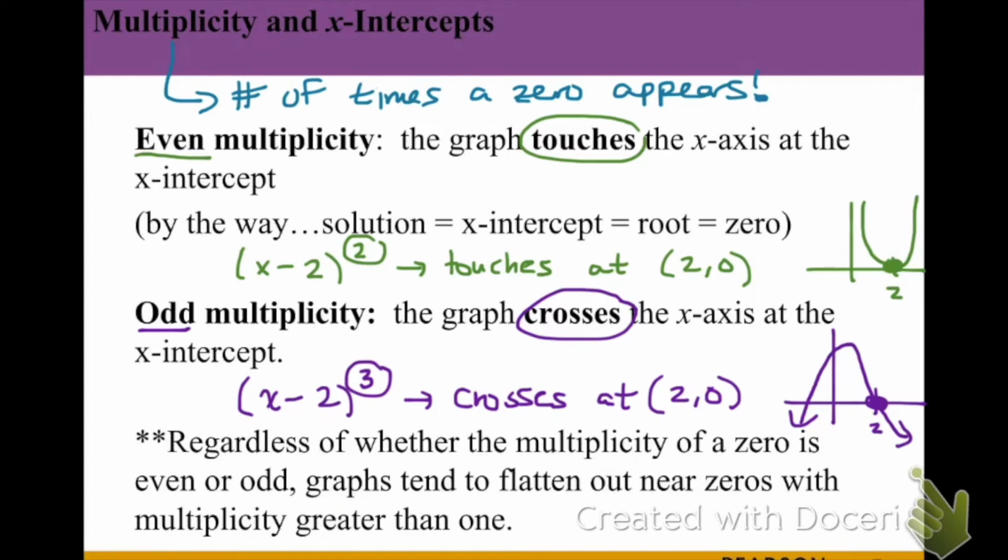Regardless of whether the multiplicity of a zero is even or odd, the graph is going to tend to flatten out near zeros with multiplicity greater than 1. By flattening out, it's going to look like it's leveling off at that particular x-intercept. So knowing if the graph is going to cross or touch or flatten out at the x-intercepts helps us get the behavior of the graph and helps us draw it.